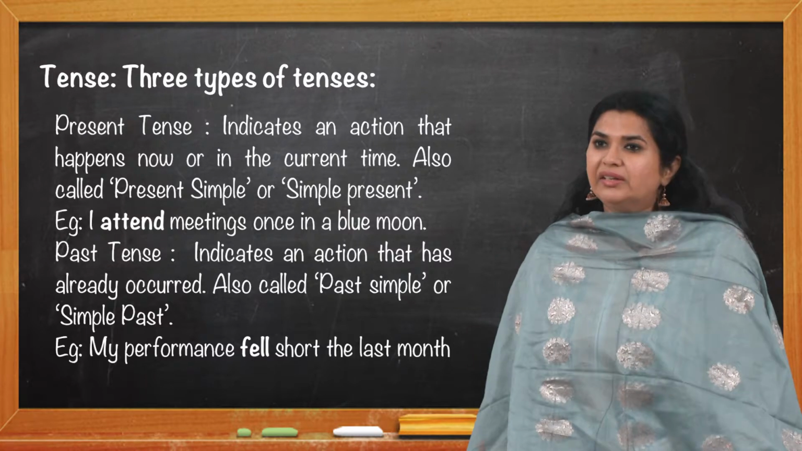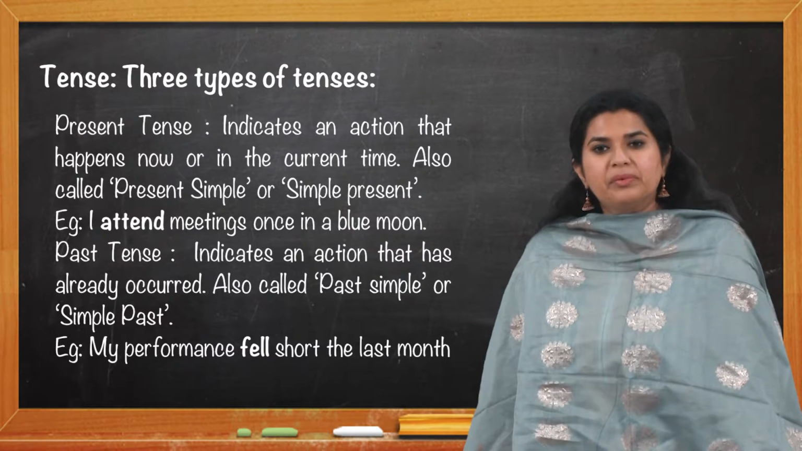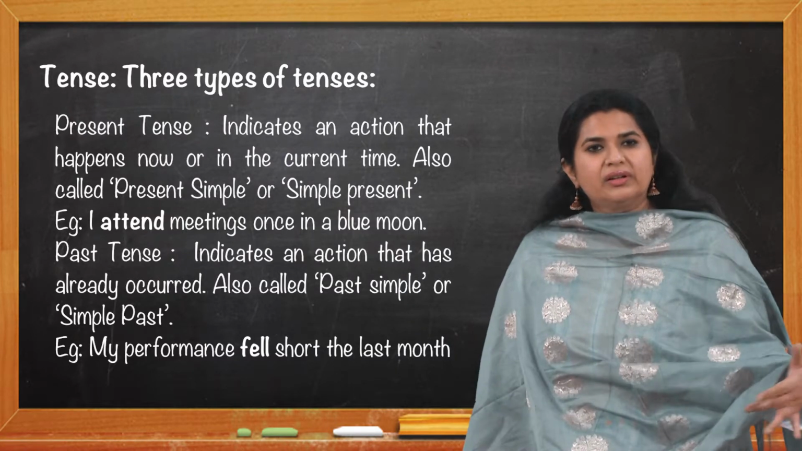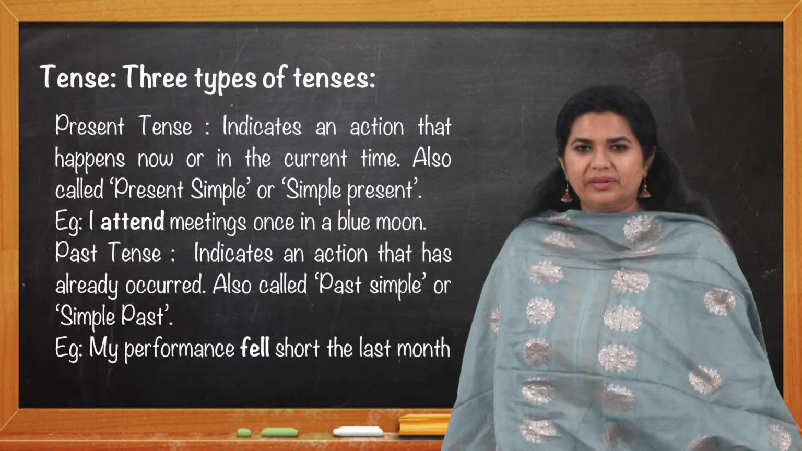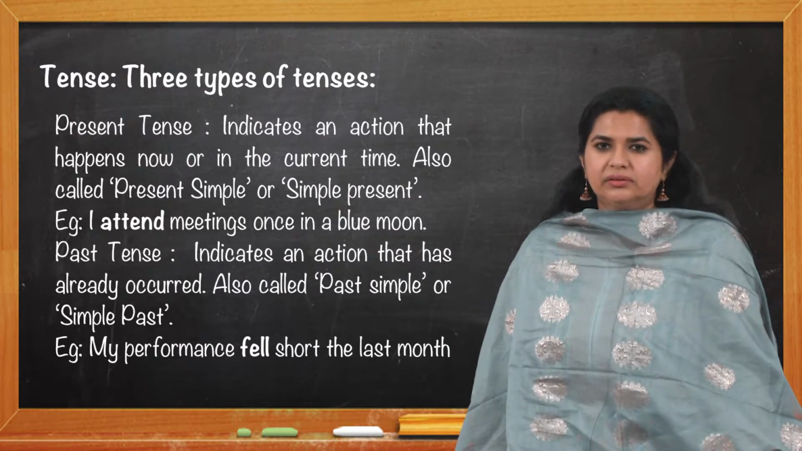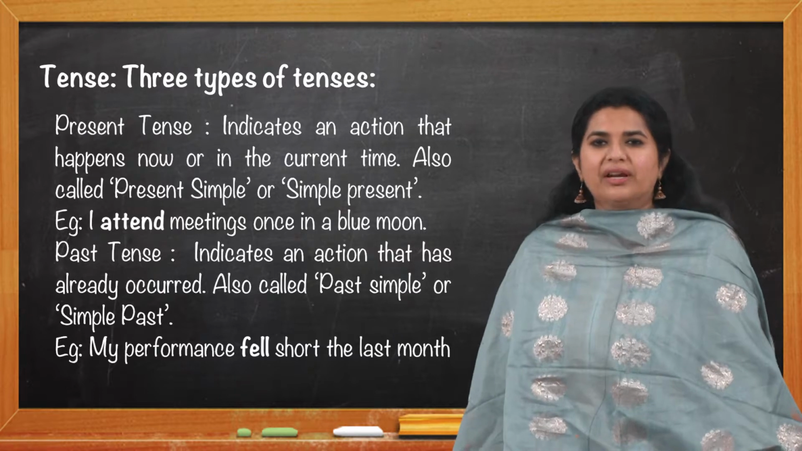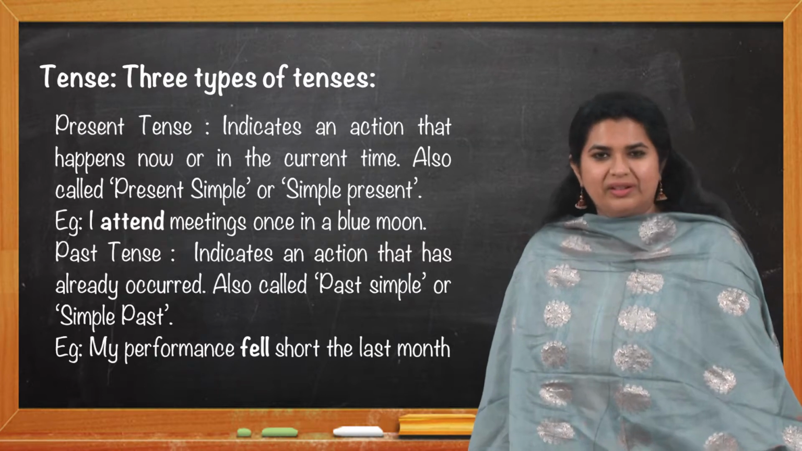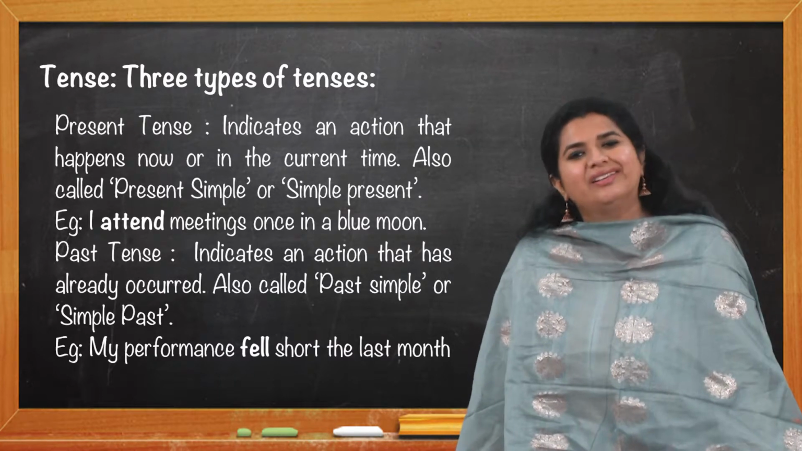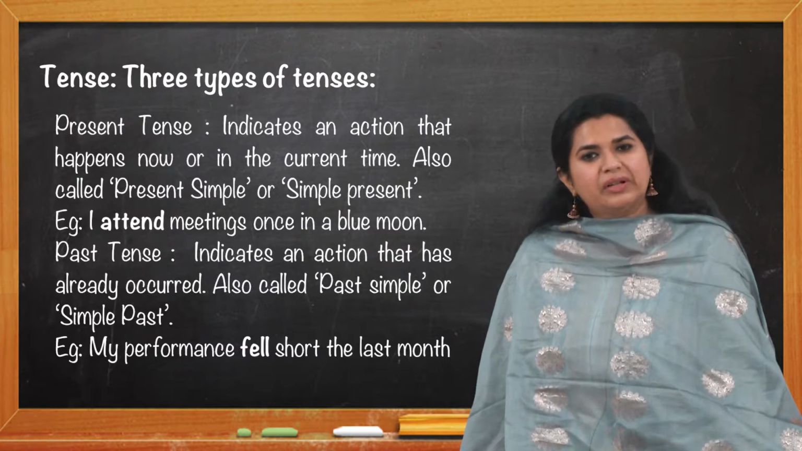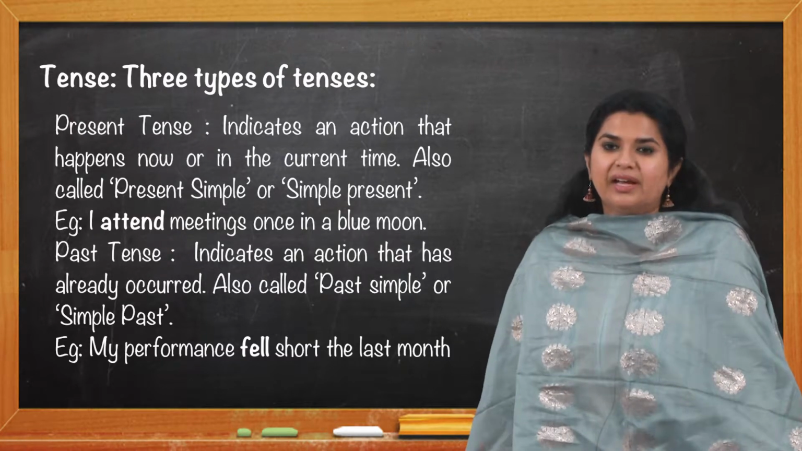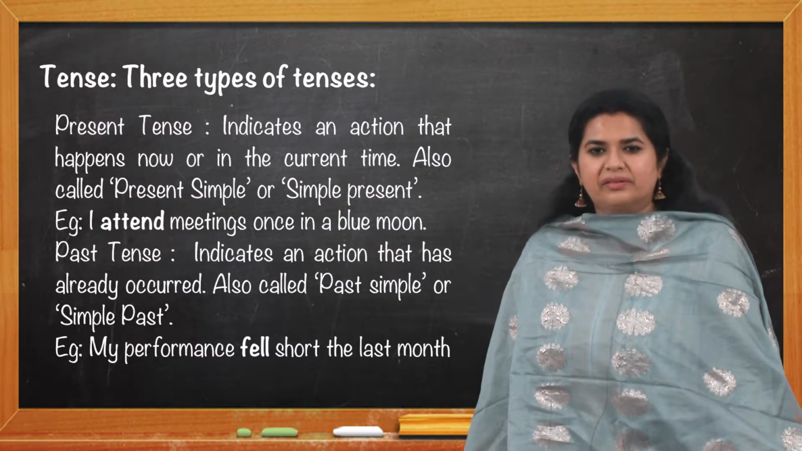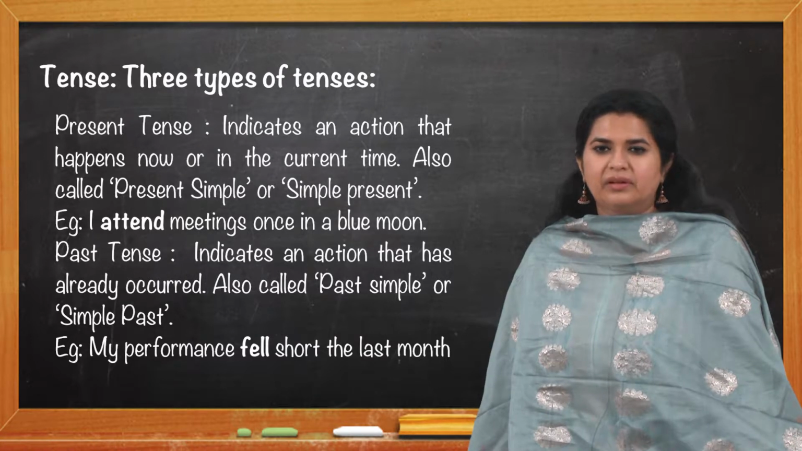Present tense, it indicates an action that happens now or in the current times, it is going on. I speak. I teach. I am teaching my students right now through this course. Anyway, I do teaching to earn my living. So, I teach. I taught, it will become a past tense, which will indicate an action that has already occurred, which is also called simple past or past simple.